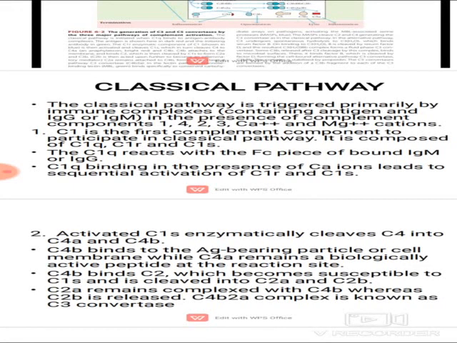The classical pathway is triggered primarily by immune complexes in the presence of complement components 1, 4, 2, 3 and calcium and magnesium cations. C1 is the first component to participate in the classical pathway. It is composed of C1q, C1r and C1s.